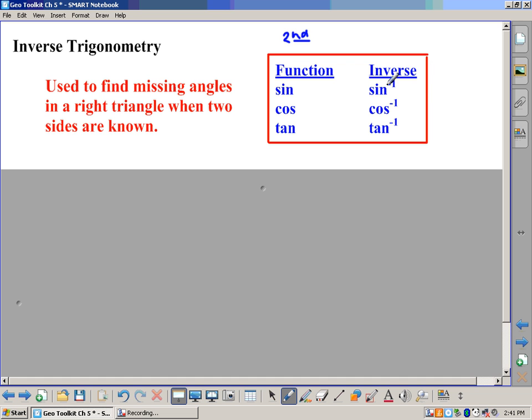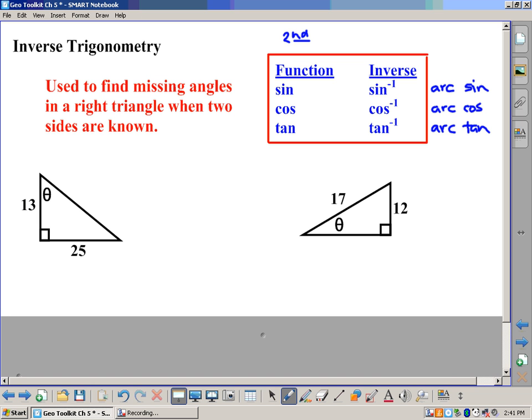So sine, what we call the inverse of sine, we call arc sine. That's how we say it. This would be arc cosine, and this one would be arc tangent. So it's arc sine, arc cosine, and arc tangent. So let me show you how this all works here.